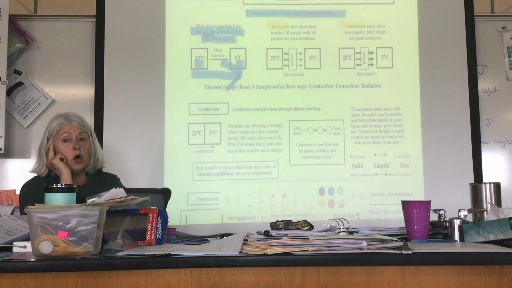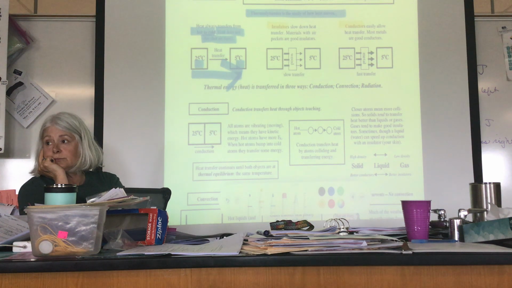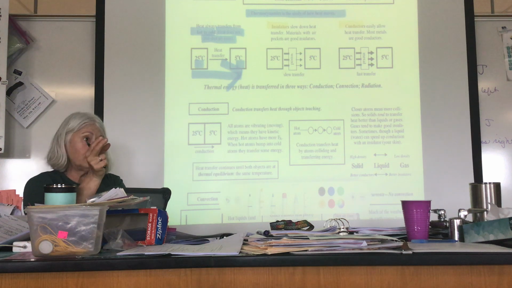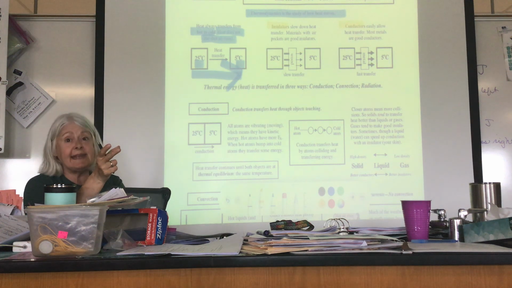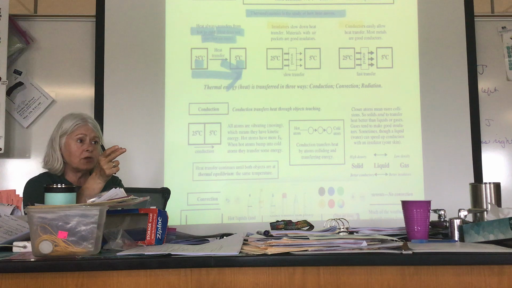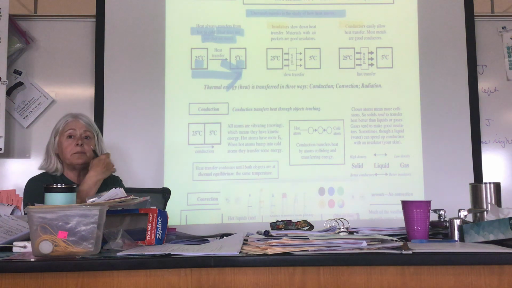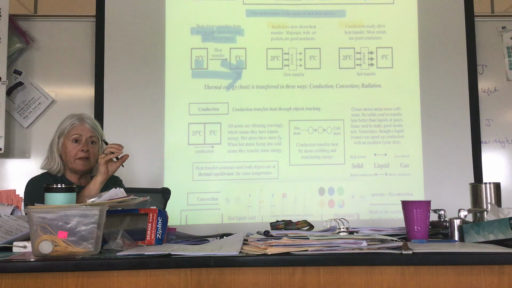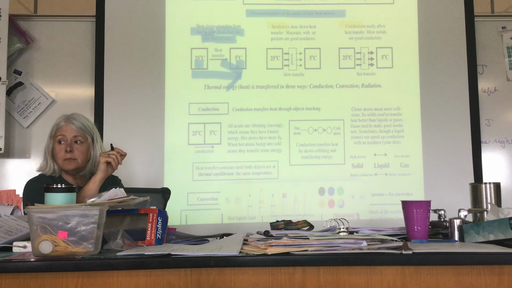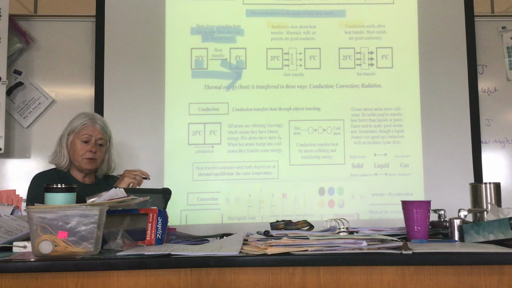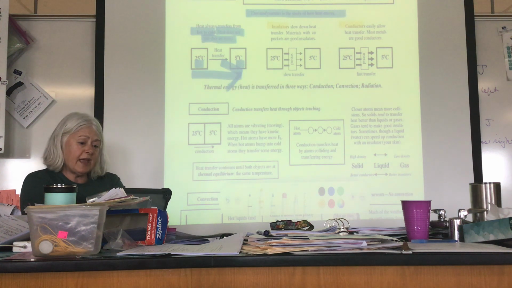Does anybody here know what a down coat is? A down coat has goose down in it, and they're great insulators. That's why ducks and geese don't die in the wintertime. They've got really fluffy feathers that keep them warm. Materials with air pockets are good insulators.